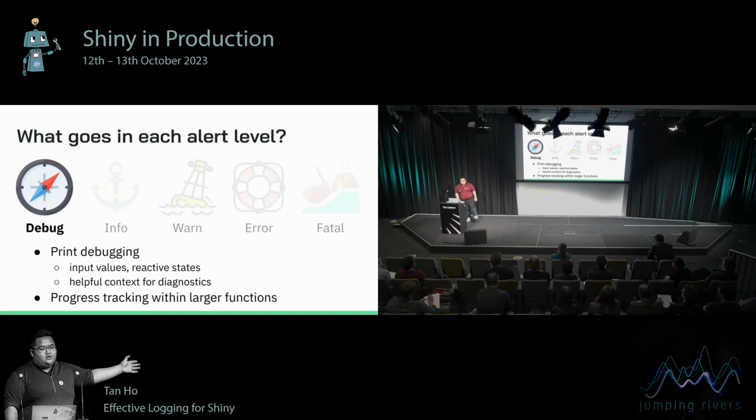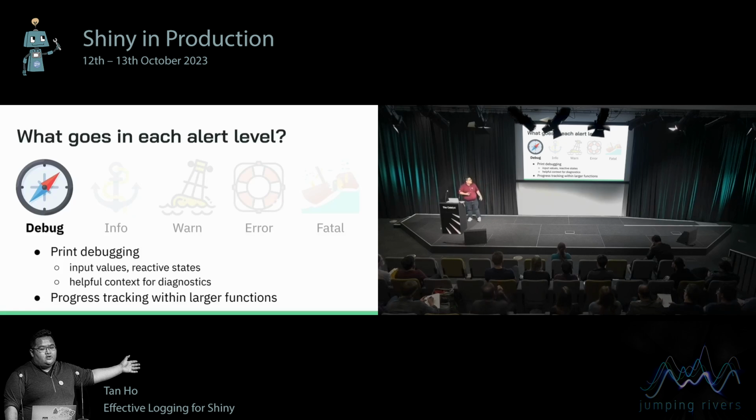So what goes in each alert level? The debug level is for print debugging. Anything that you would do to keep track of what's going on in each process is a debug level log to me. Things like input values, reactive state, and helpful context for diagnostics go in debug.